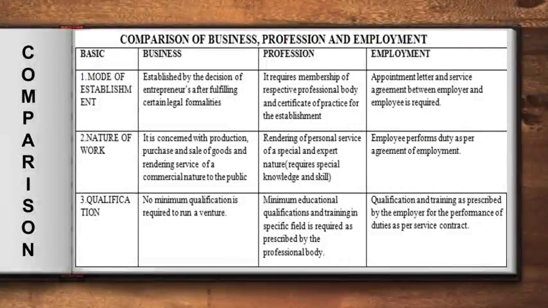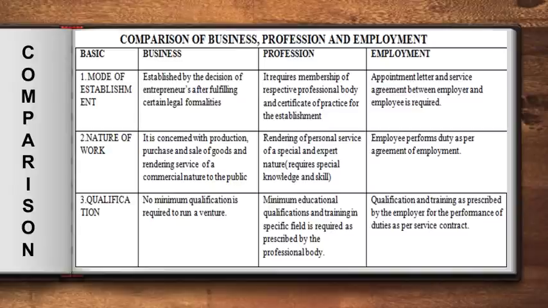Now, let us look at this chart. This chart is comparing business, profession, and employment. We're going to see how these three are different from each other. So, first we look at that basis column, the first column, which is basis, mode of establishment. Mode of establishment means how it is going to be set up or started.